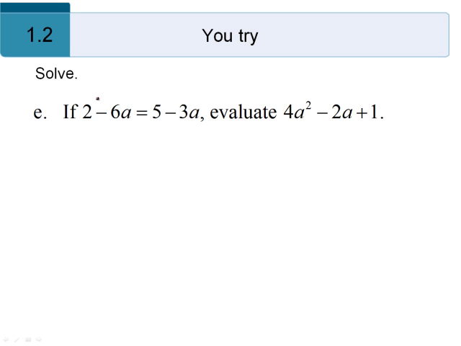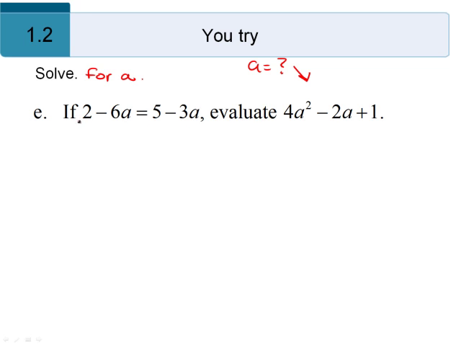What they want you to do is solve for a in the first equation, in this equation right here, 2 minus 6a equals 5 minus 3a. Once you get a, whatever number that equals is going to get plugged into that other expression, okay?